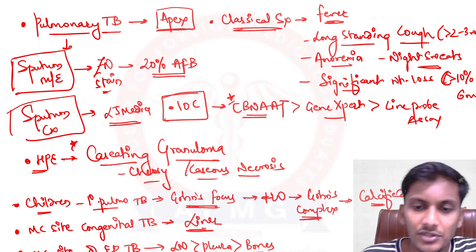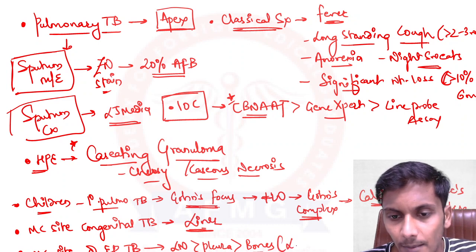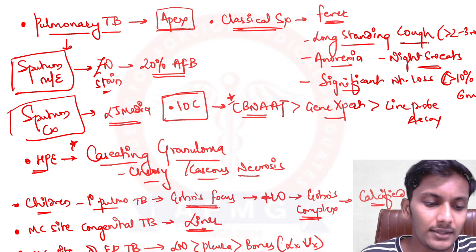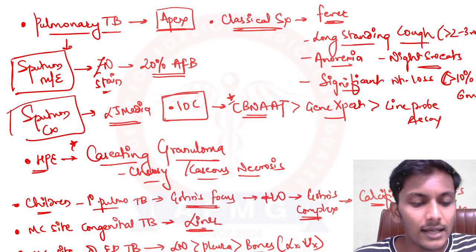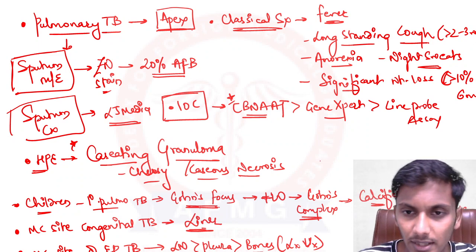And which is the most common bone affected? It is your lumbar vertebra. Please remember. Pott's spine is usually seen in cases of extrapulmonary spread. Okay, this is important. Whereas some important features that you need to remember, guys, are about the lesions.